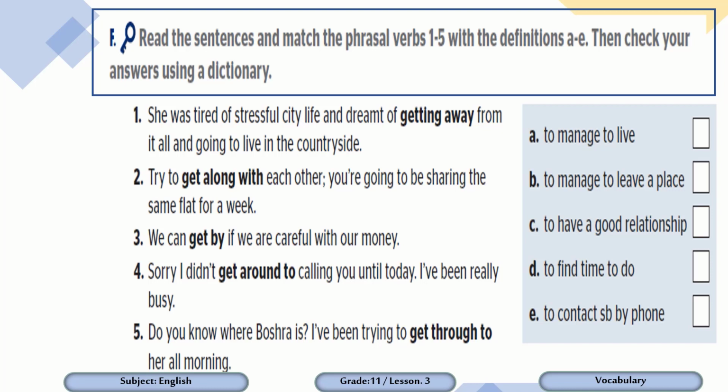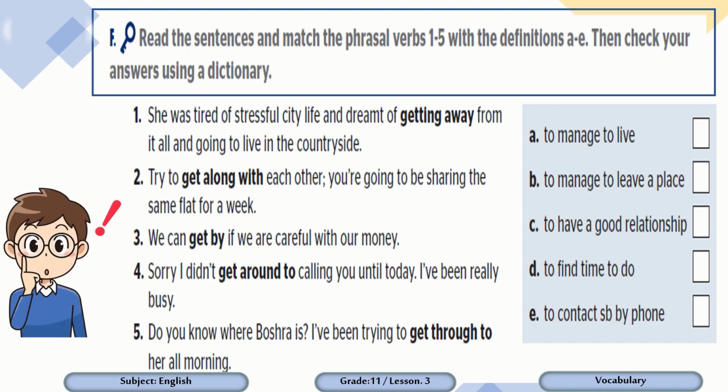Dear students, what you need to do is to go through the phrasal verbs in sentences 1 to 5, then try to match them with their correct definitions A to E. Please pause the video for some time, get your answers ready, then play the video again in order to check your answers. Let's go!